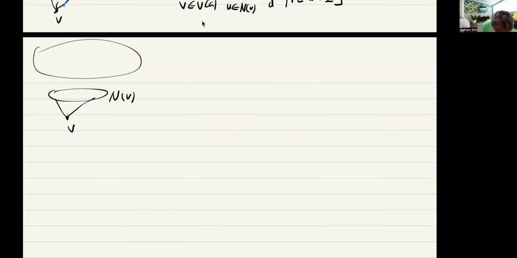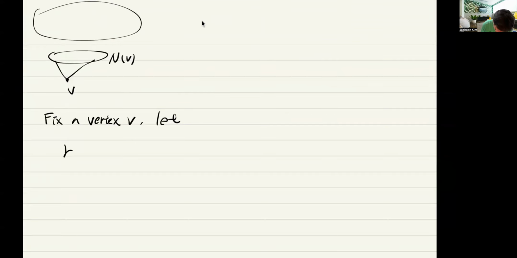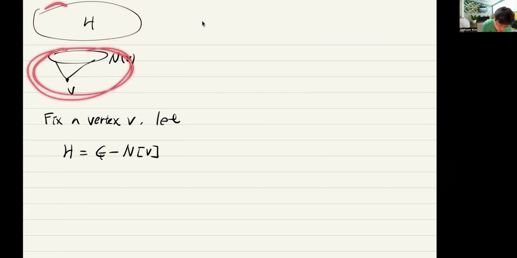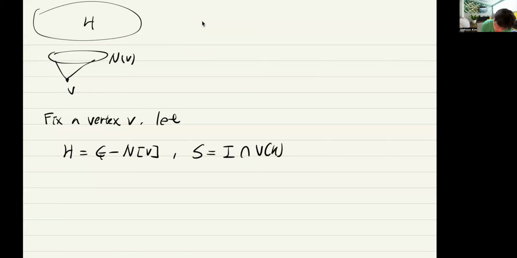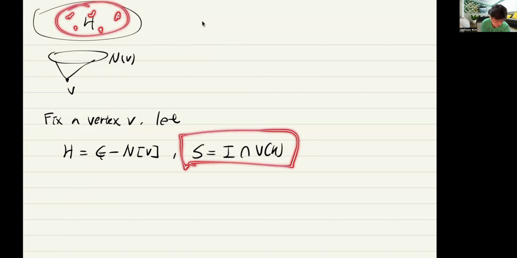For that, you fix a vertex v and let H be the graph outside here. I mean, in G, we delete the vertex v and its neighborhood. And let's say S is the random variable which gives that S is exactly what is chosen in here.